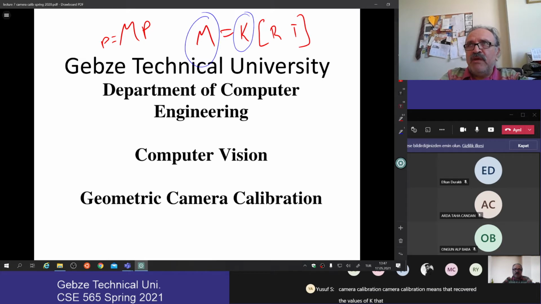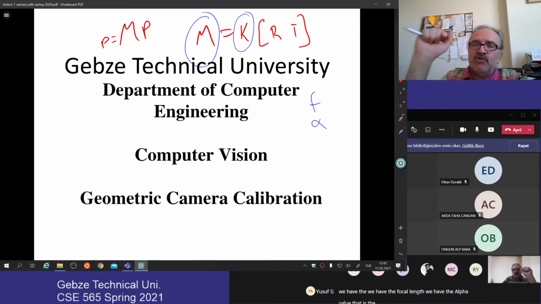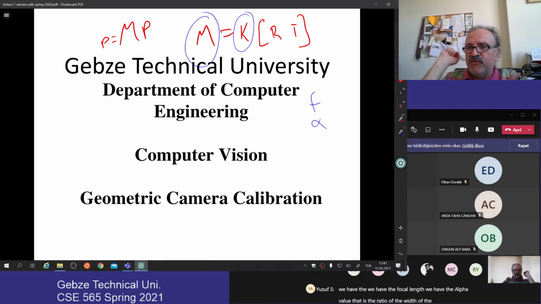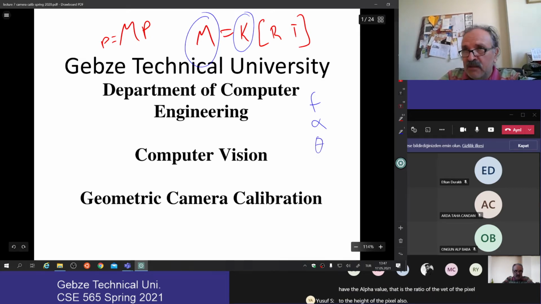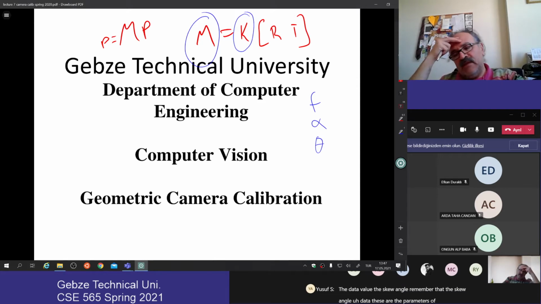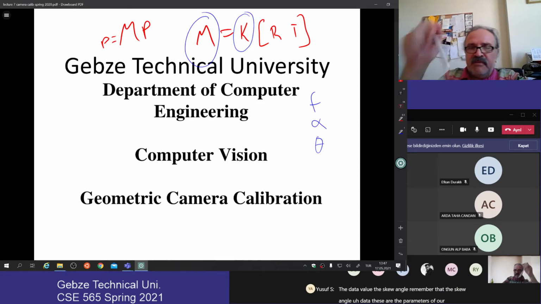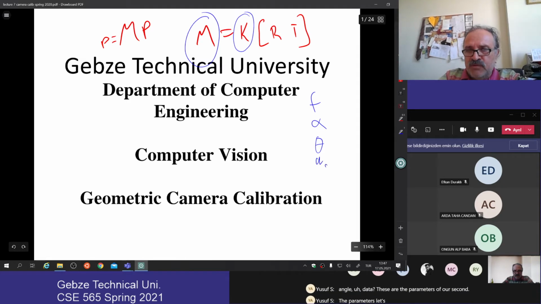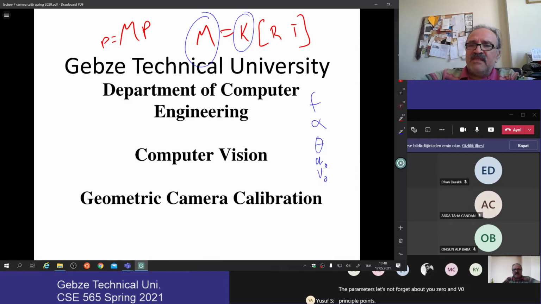Remember, what do we have in K? We have the focal length, we have the alpha value, that is the ratio of the width of the pixel to the height of the pixel. Also the theta value, which is the skew angle. Remember that, the skew angle theta. These are our intrinsic parameters. Let's not forget about U0 and V0, the principal point. If we get these 5 numbers, then we have the intrinsic parameters.